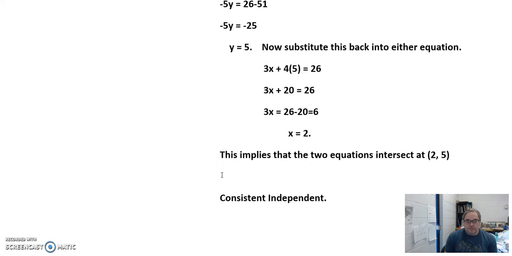I'm going to scroll this up. That implies the two equations intersect at (2, 5), because that's the coordinate I found. And again, it's consistent independent.